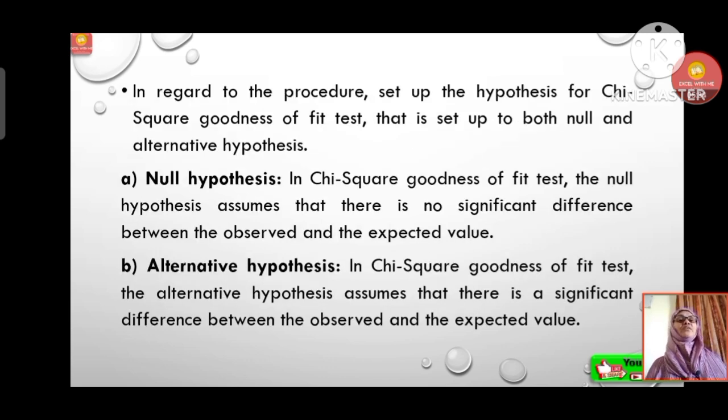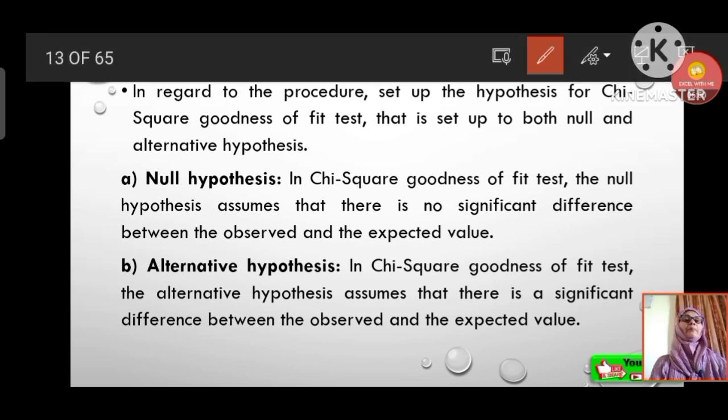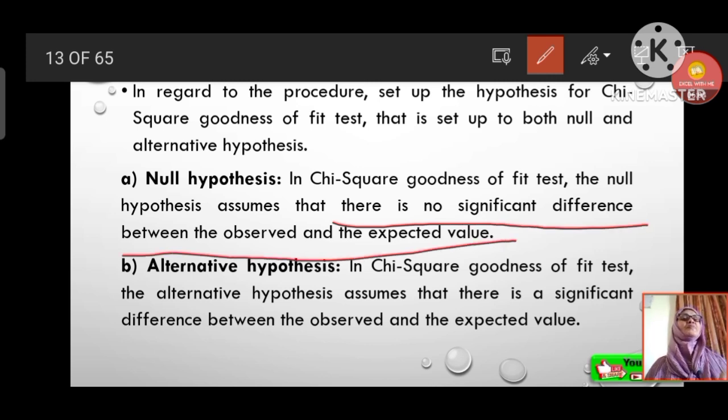Then the numbers of points that fall into the interval are compared with the expected numbers of points in each interval. Now, in regard to the procedure, set up the hypothesis for chi-square goodness of fit test, that is, set up both null and alternative hypothesis. A null hypothesis in chi-square goodness of fit test assumes that there is no significant difference between the observed and the expected value. We have to remember, this is a very important point.